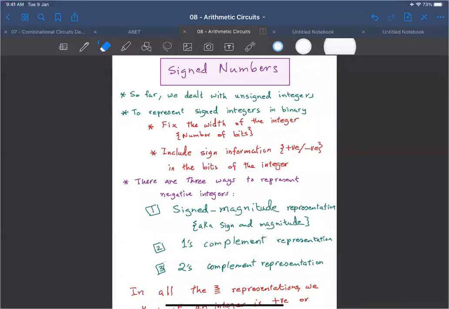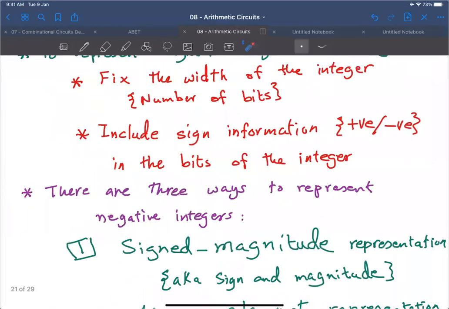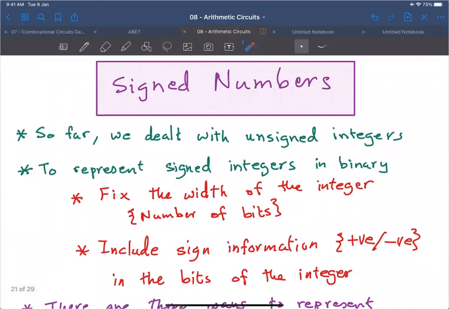Bismillah ar-Rahman ar-Rahim. Today we are going to talk about signed numbers, okay? So far we have only dealt with unsigned binary numbers.